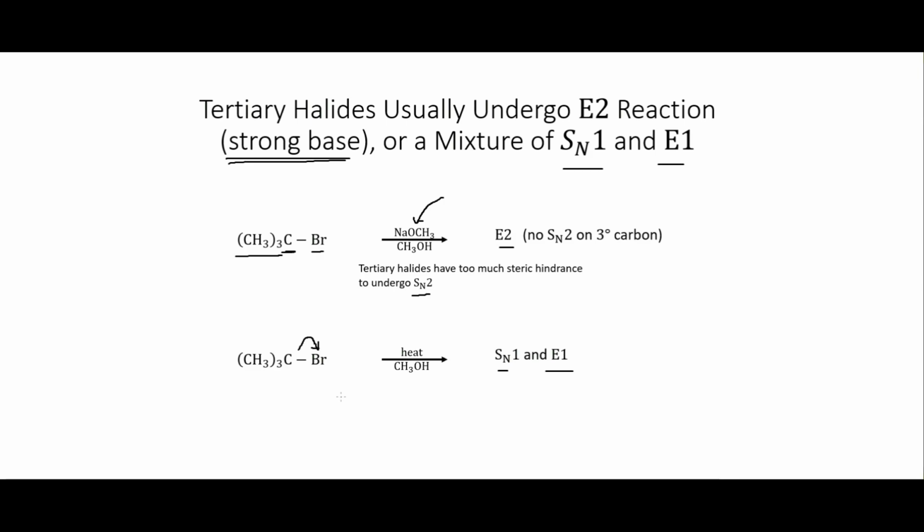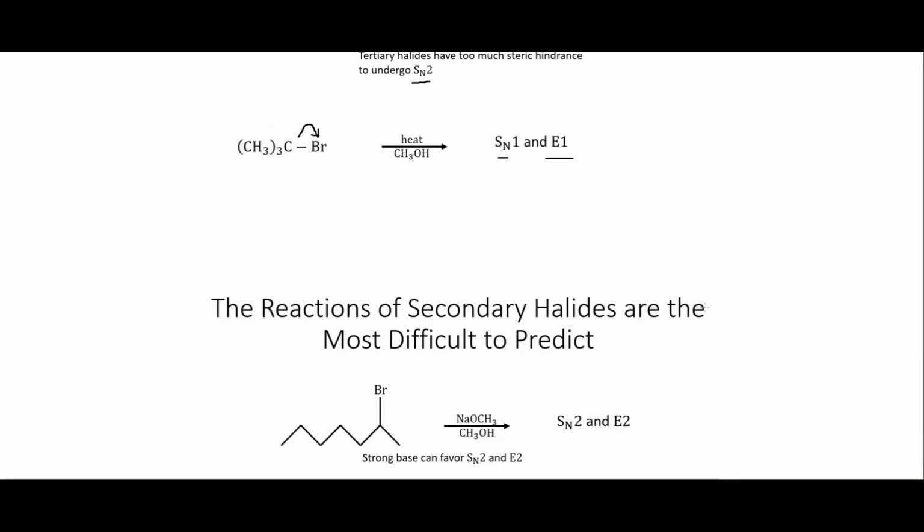And without the strong base, we're not going to be able to deprotonate that or to attack that tertiary carbon. So that will favor the SN1 and E1.